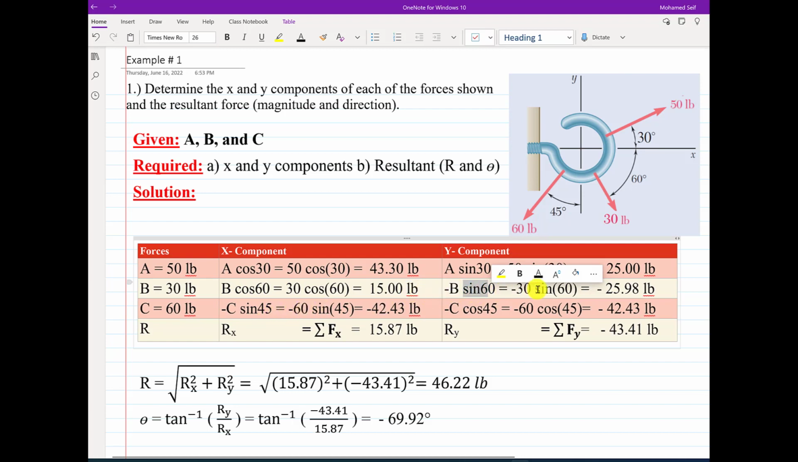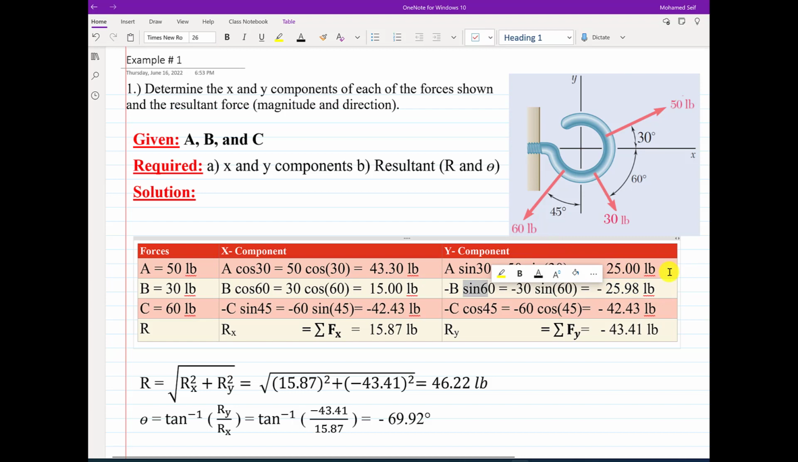Minus. Okay? And the y component for the C force is negative. Both x and y are negative. So I have x and y negative for the C component. But for B, I have a positive x and negative y. So now you're going to have the B cosine 60 for the x component, and for the y component it's going to be minus B sine 60.